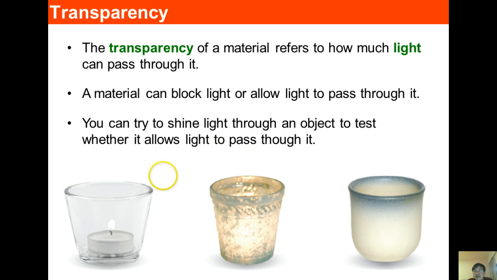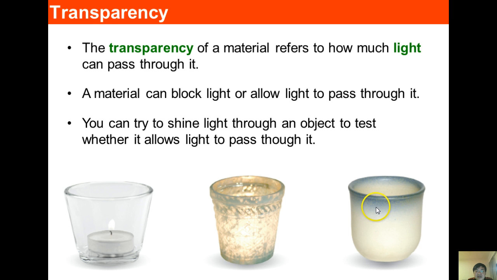Okay, take a look at these three materials. This one is totally transparent. You can actually see the lighted candle, even the wick, through this clear glass. Now this glass is not very clear, but somehow you could still see the light. You can't really see the shape of the candle, but you know that something is there, burning or shining through. It's not totally transparent.